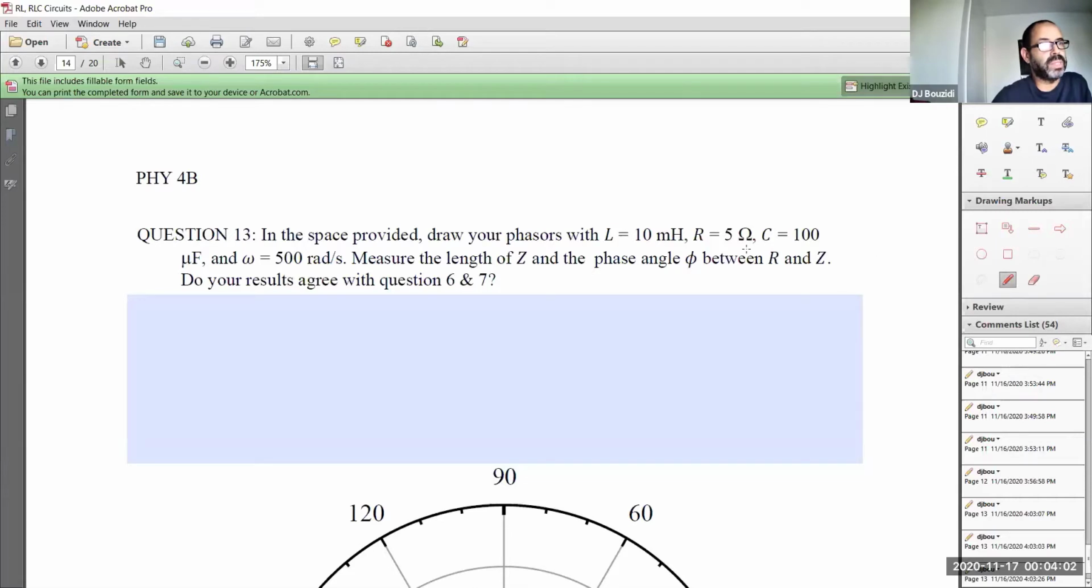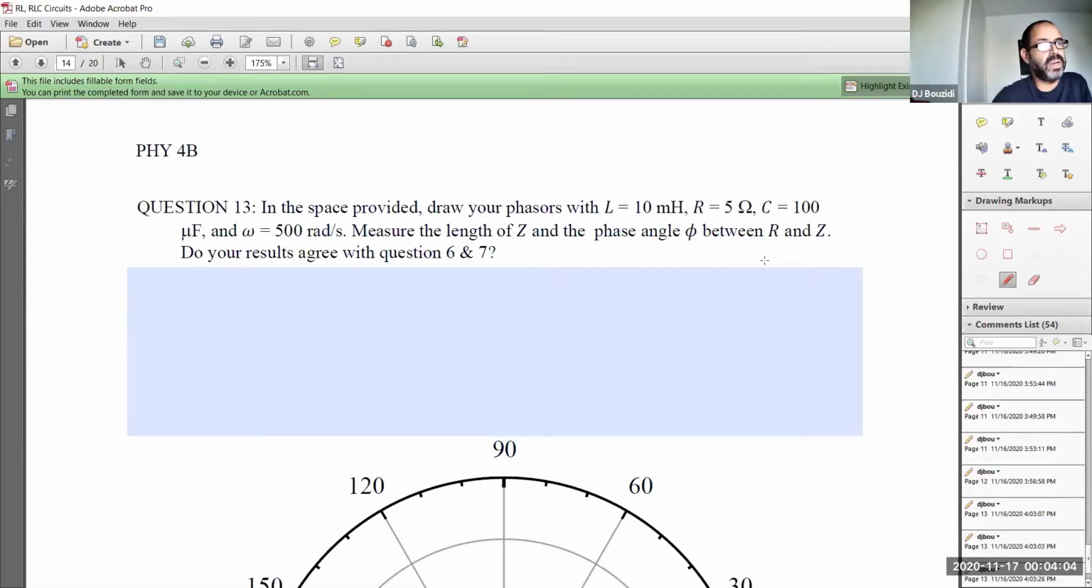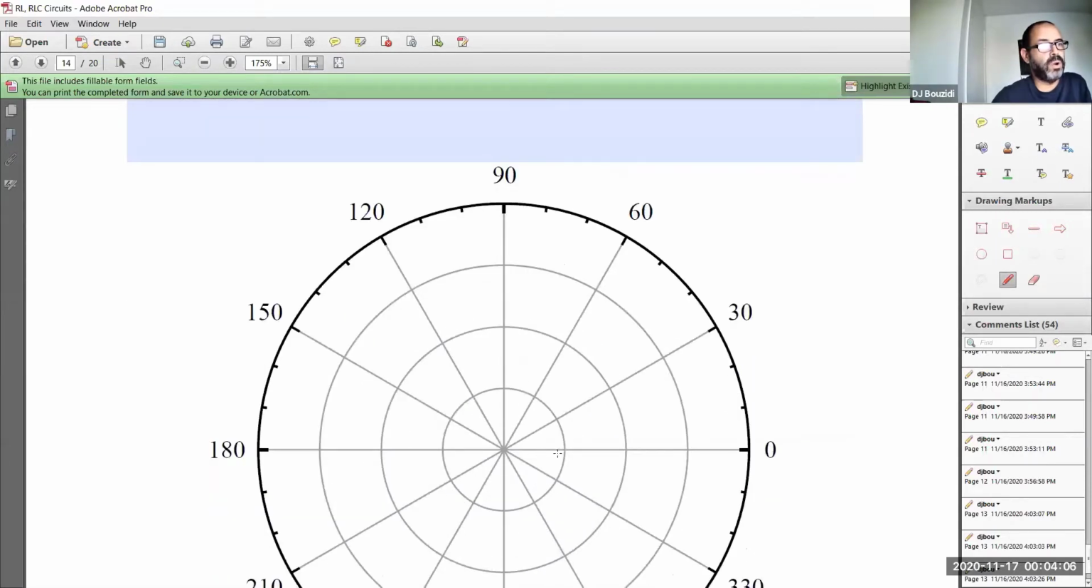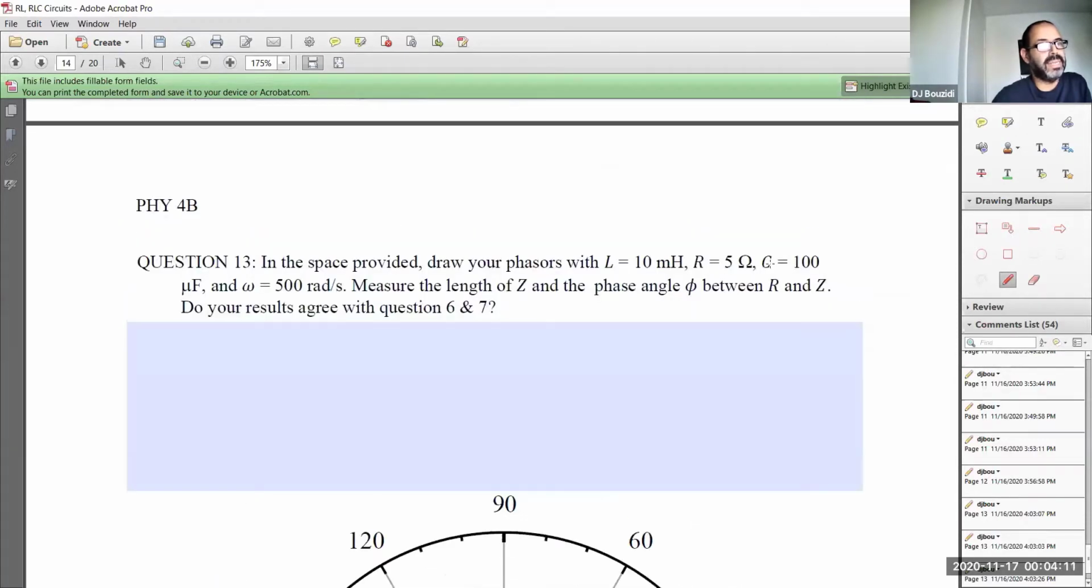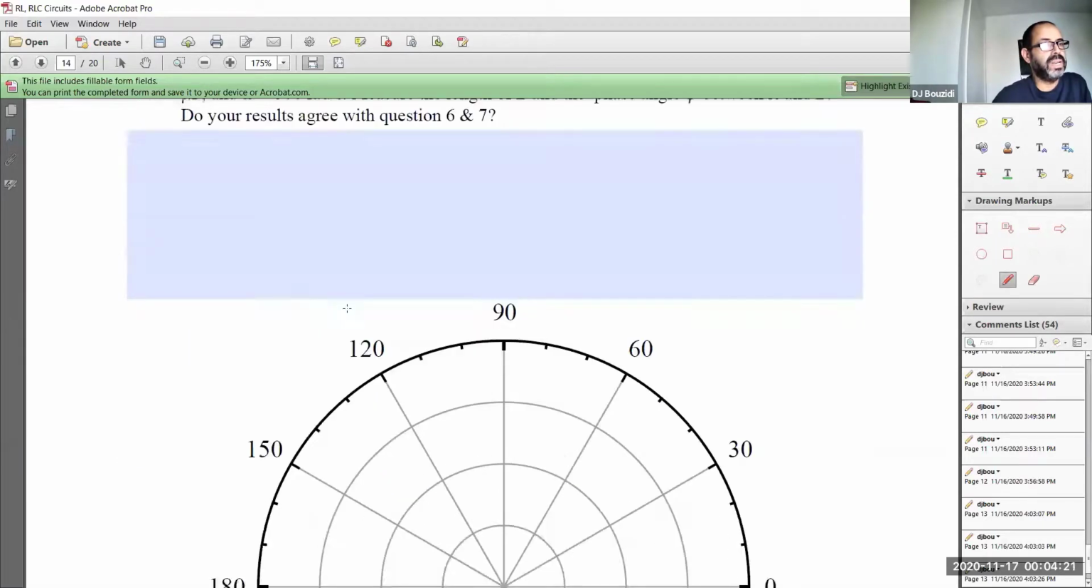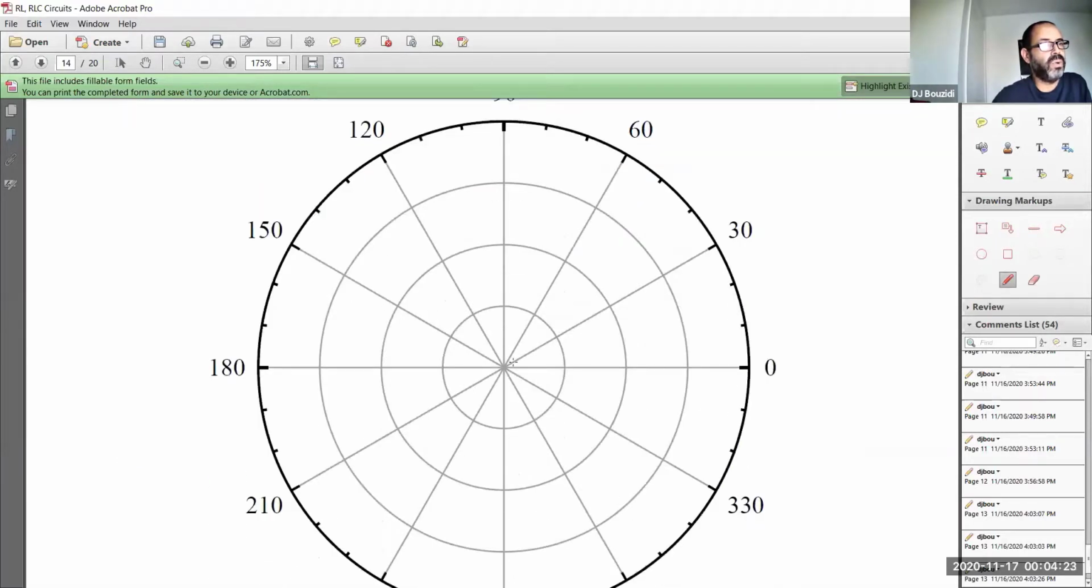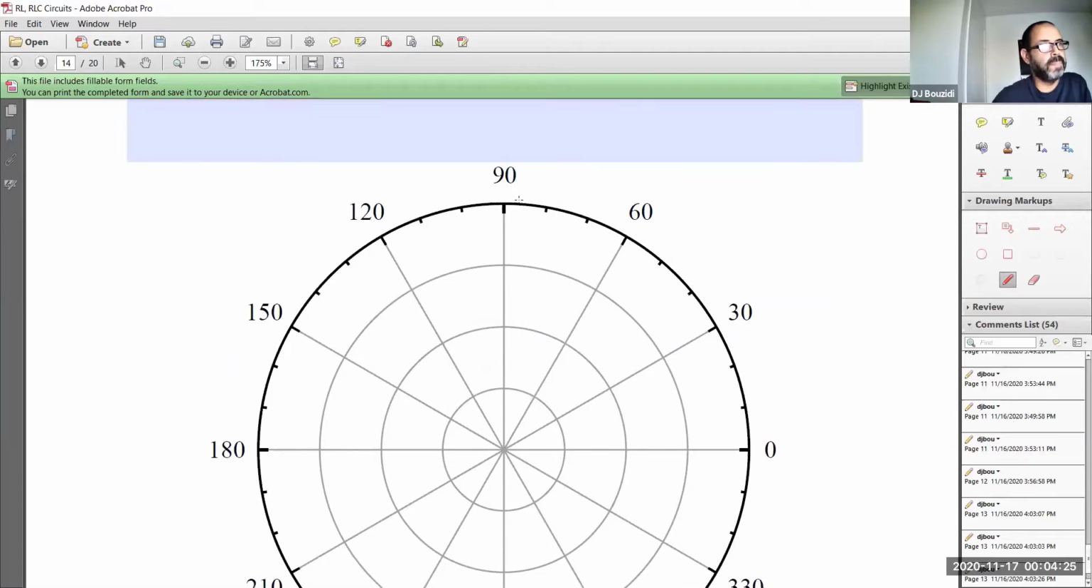So they give you these numbers now. You're going to have R equals 5 ohms, so we're going to draw 5 ohms in here, 5 by itself. You're going to find C is given to you as 100 microfarads, and omega is 500 radians per second, and L is 10 millihenry. You multiply 10 millihenry by 500, and you're going to find how much it is on the y-axis in the positive direction.